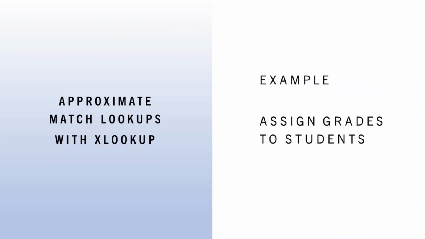Next is approximate match lookups. So XLOOKUP can find the closest match to a lookup value even if the exact match is not found. Approximate match lookups are helpful in a lot of situations. For example, assigning grades to students on the basis of their score when you only have the upper bound or the lower bound of the grading criteria.